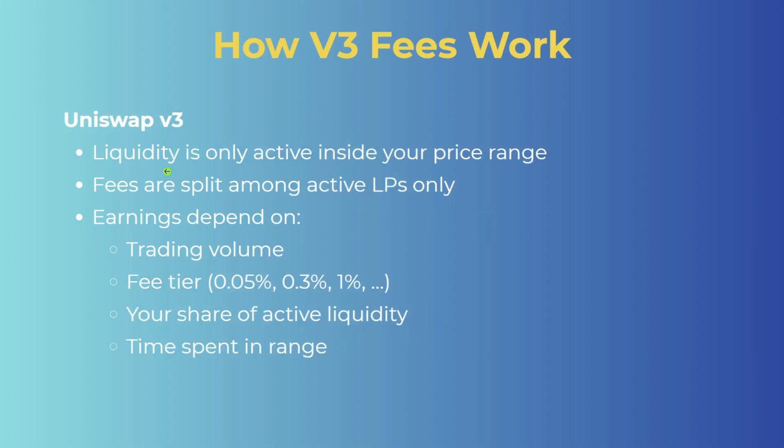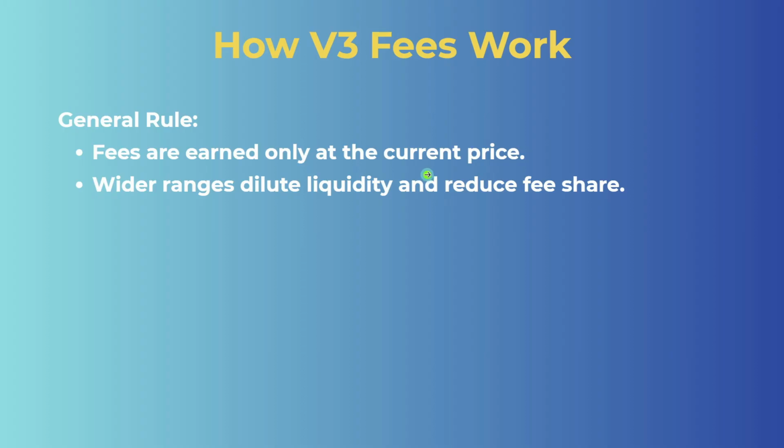In Uniswap V3, the liquidity is only active inside the price range. Fees are split among active LPs only. Earnings depend on trading volume, fee tier, our share of active liquidity, and the time spent in the range. So, as a general rule, the fees are earned only at the current price, while the ranges dilute liquidity and reduce fee share.